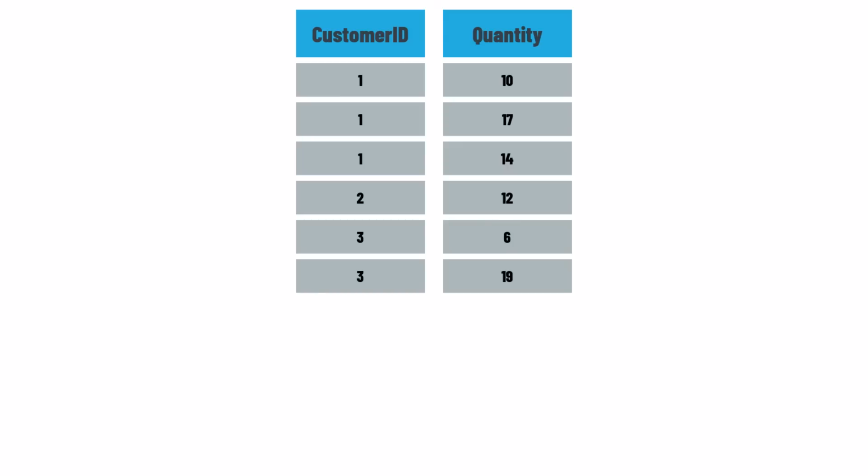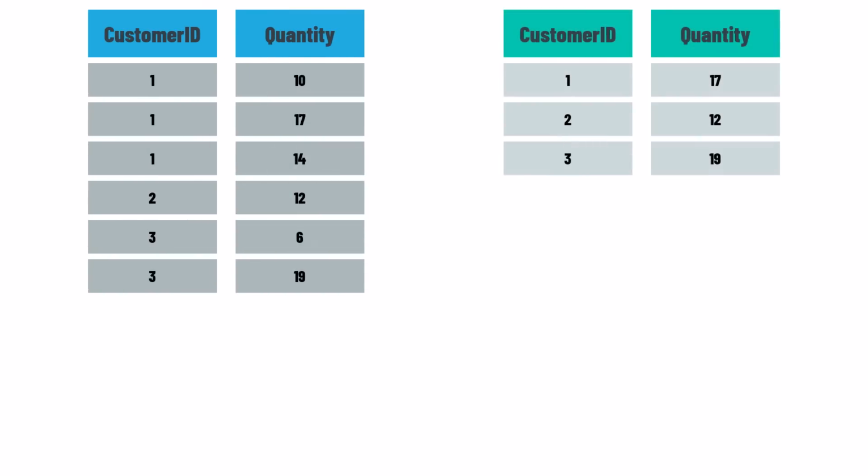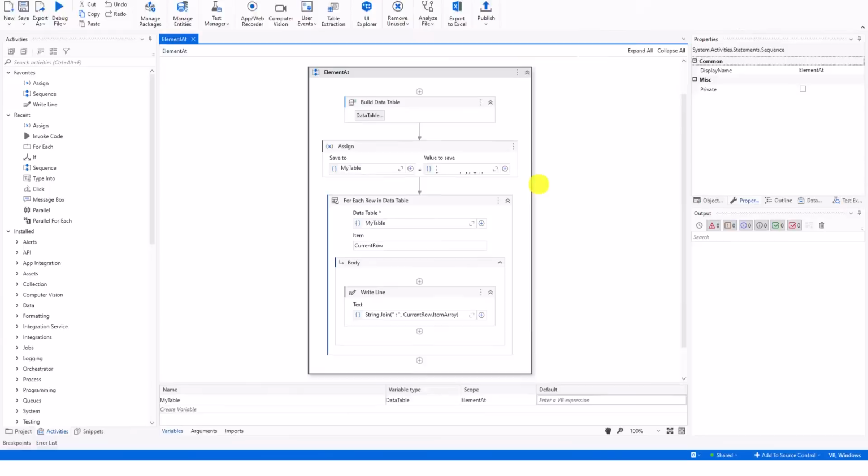Our goal here is to find out the largest quantity ordered for each unique customer ID. To achieve this, we aim to create a new data table that contains only those rows with the maximum quantities ordered for each customer. In this case, we should have these 3 rows as output. Now, let's dive into how we can accomplish this task using UiPath.